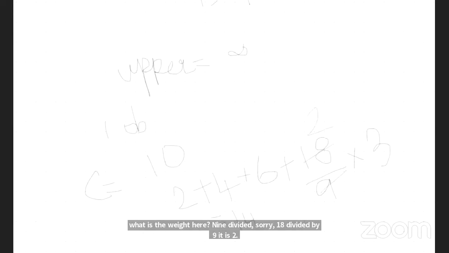So what is the weight here? 18 divided by 9, it is 2. So how much will you get here? 2 plus 4 plus 6 is the weight of the bag. 2 plus 4 plus 6, you are going to get 12. Here 2 plus 4 plus 6, the weight of the bag, right? I am calculating this one.